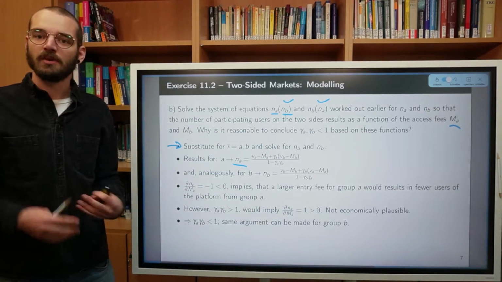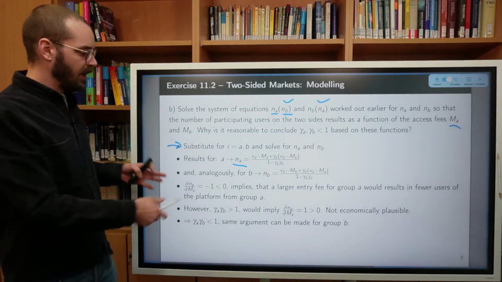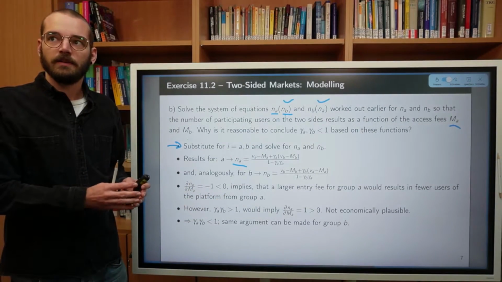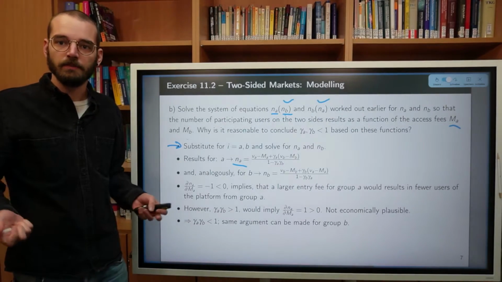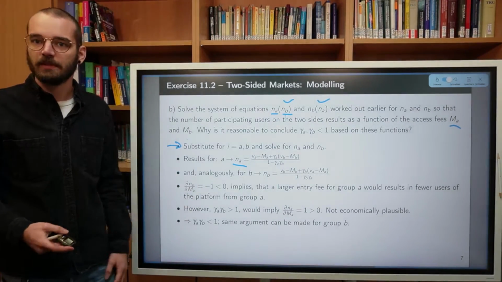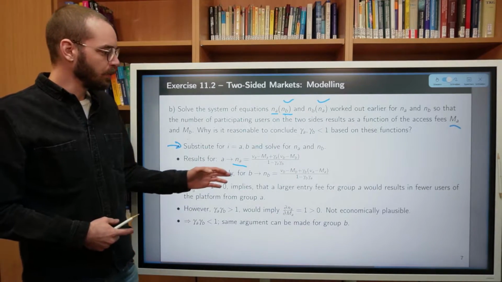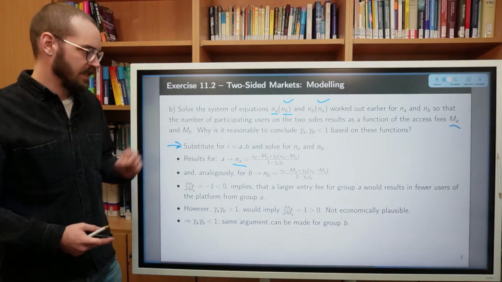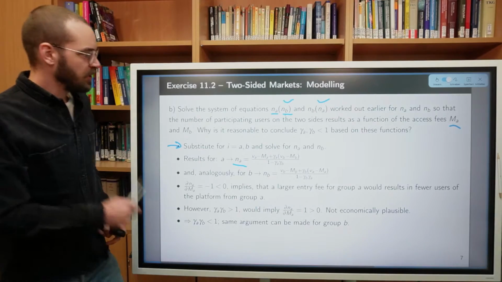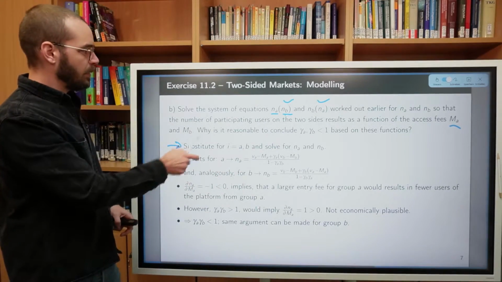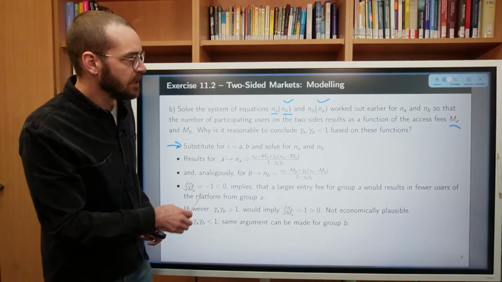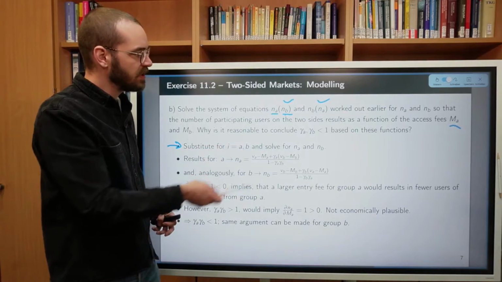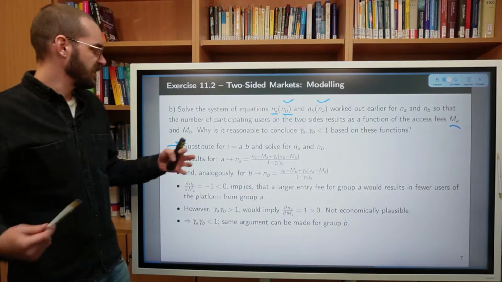So we don't have to do this all over again, but we can rather argue analogously, or by symmetry of this whole model, because both groups have the same utility function by assumption, that we have the same result with simply interchanged indices. So that's the first part of the exercise, where we were asked to solve the system of equations and work it out so that the number of participating users results as a function of the access fees MA and MB.